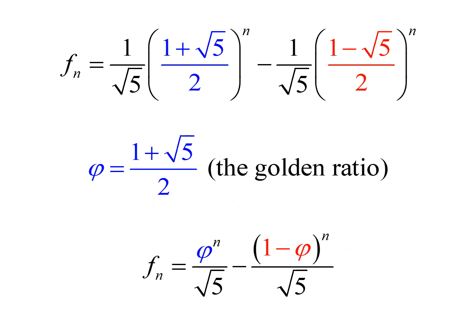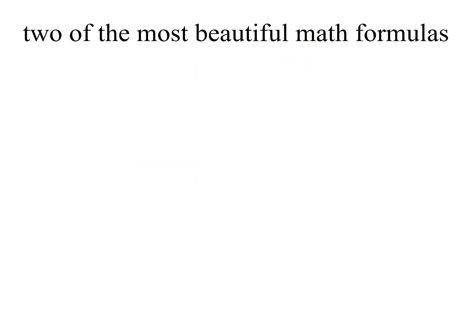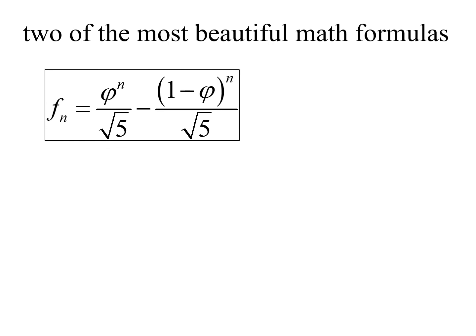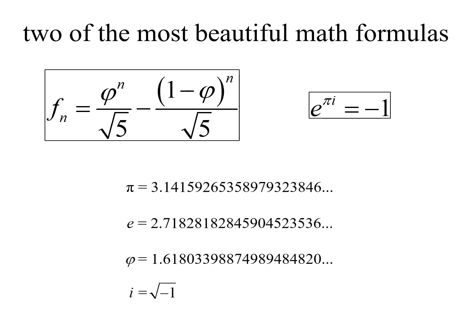Let's take a look at the last slide here. 2 of the most beautiful math formulas. The first one is the one we went over right there, and this gives you the Fibonacci numbers. Another beautiful math formula that math people will say is probably the most beautiful formula. I like both of these about the same. Is this Euler identity. e to the pi i gives you -1. And here's a list of those numbers, pi, e, phi, and i is the square root of -1.